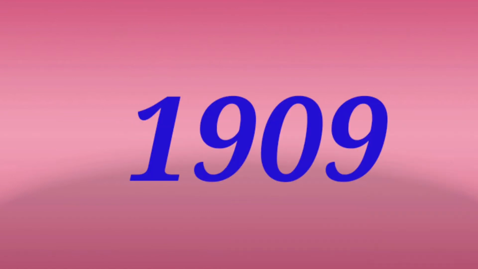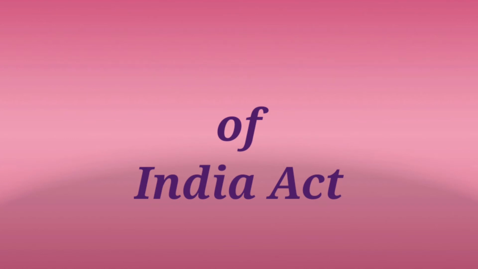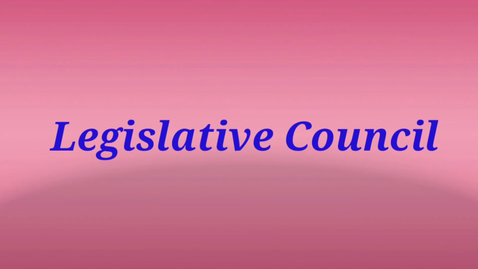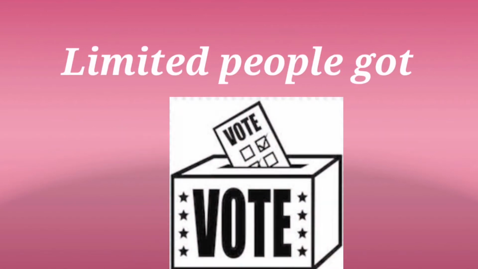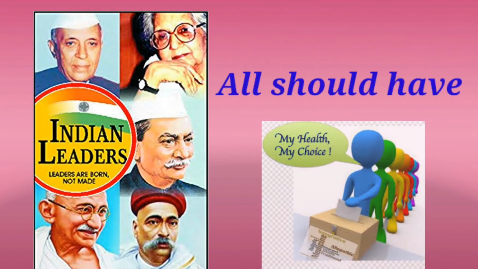In the year 1909, the British implemented an act. The name of the act is the Government of India Act, otherwise known as the Minto-Morley reforms. That act allowed Indian representatives to the Legislative Council. But the problem is that in the election process, only a limited number of people were given the right to vote. The voting right was not given to all the adult population in India at that time. That made the leaders realize that all walks of people, meaning all people in the country, should have their voting rights.